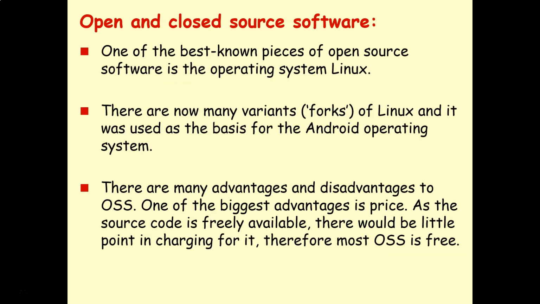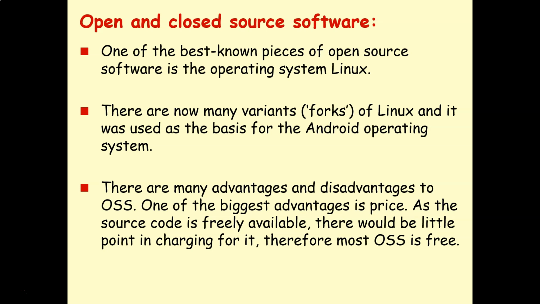As I say, one of the best and most well-known pieces of open source software is the operating system Linux. There are many different variants or forks of Linux, and one of these was used as the basis for the Android operating system. So somebody took Linux, they forked it, and they ended up creating a special version of Linux for mobile devices called Android. This was later purchased by Google, and Google have been using that for many years as their operating system of choice for smaller devices.